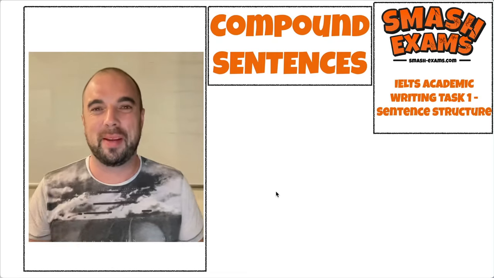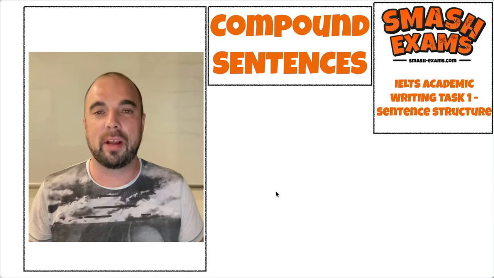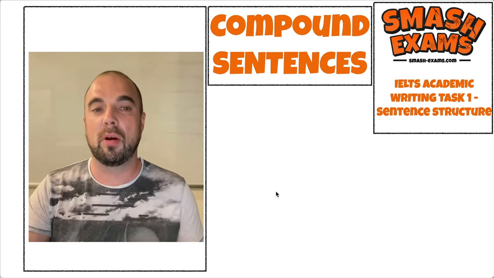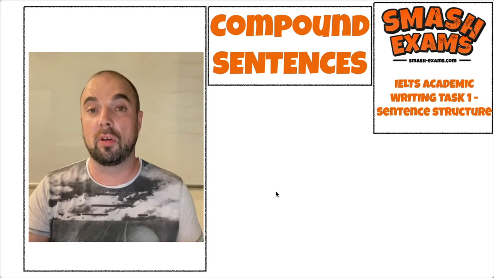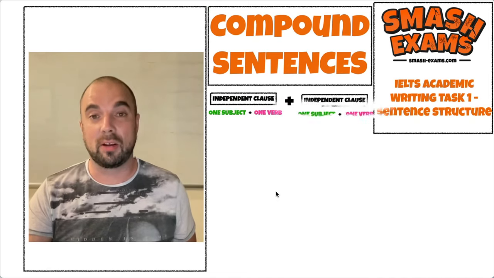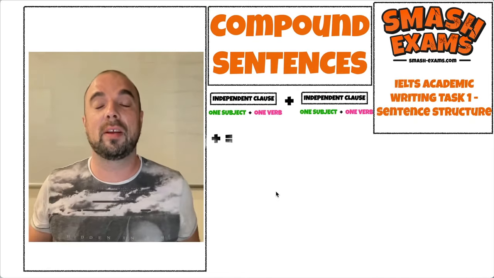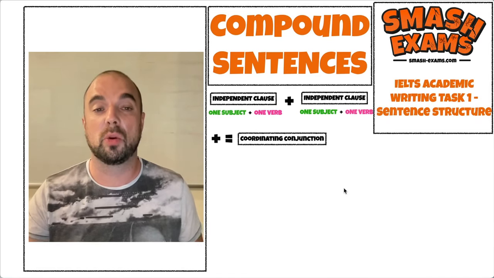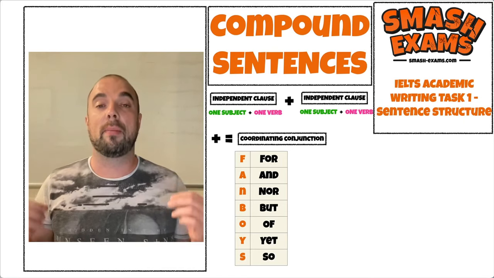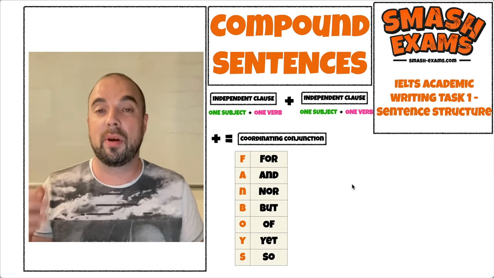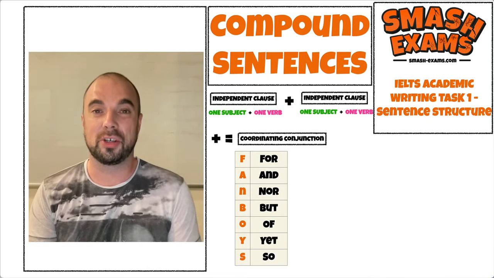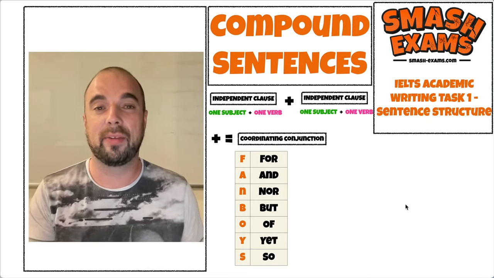Compound sentences are a little bit of a cheat, and they are a great way to vary your sentences in an easy way. A compound sentence is made up of 2 independent clauses, or 2 simple sentences, and they are joined together by a coordinating conjunction. Now, a coordinating conjunction sounds like a very posh word, but it's actually very simple. All you need to do is remember fanboys. Fanboys is an acronym that gives you all of the coordinating conjunctions that you can use in your compound sentences.